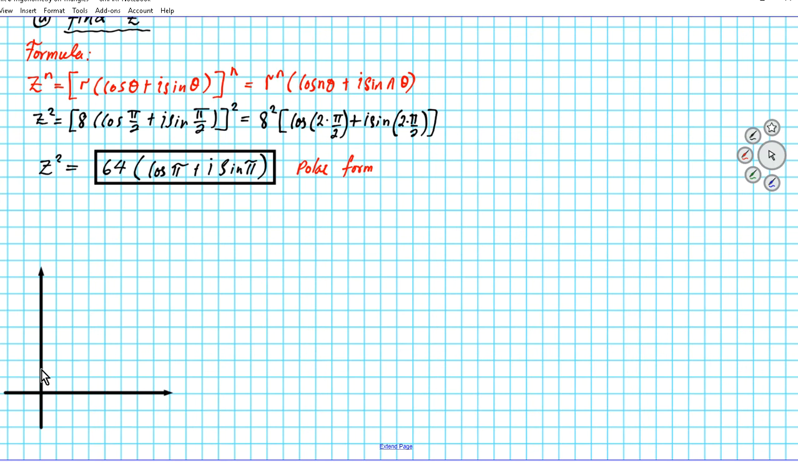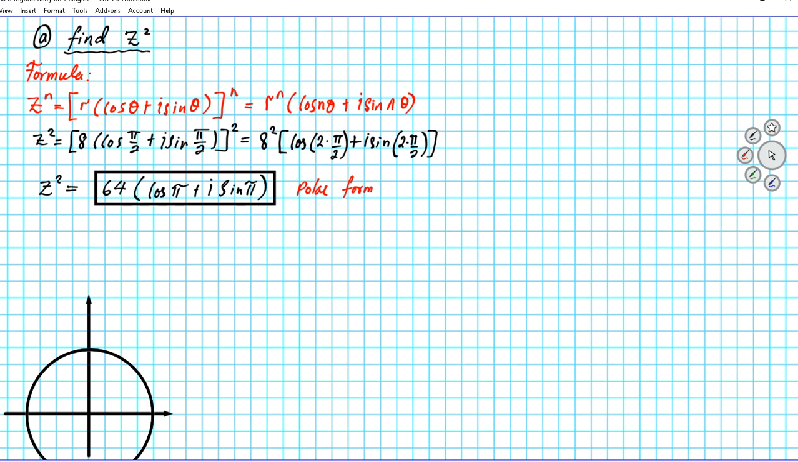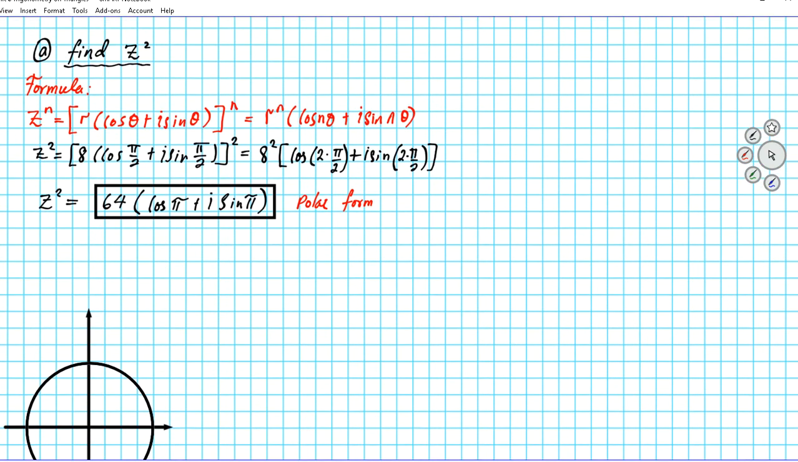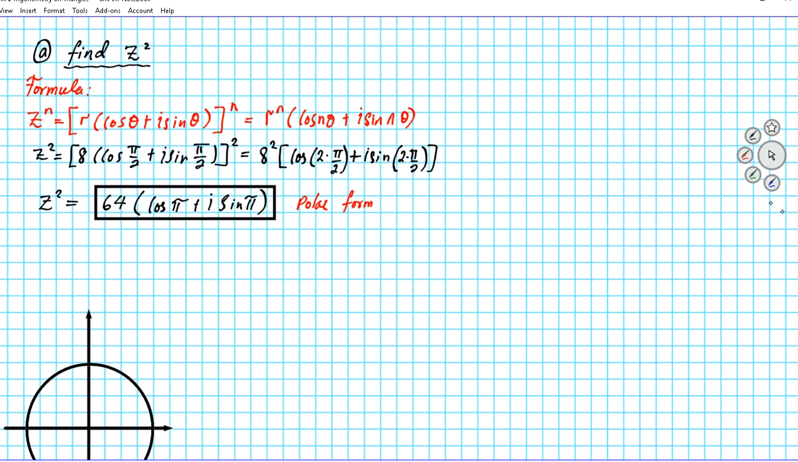So let's make this a little bit bigger. We need half a circle to make this work. Okay, so we have our half circle right there, a portion of our unit circle. Now, what do we need? We just need to identify where pi is on our unit circle.